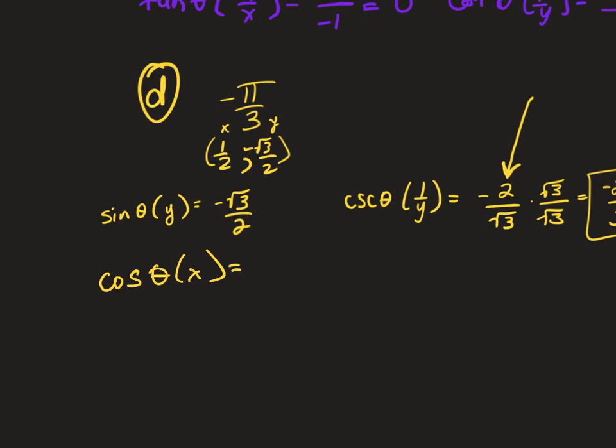All right, if we do the cosine, what's the cosine of negative pi over 3? What's the x value? 1/2. So what's the secant, guys, of negative pi over 3? 2, or 2 over 1.